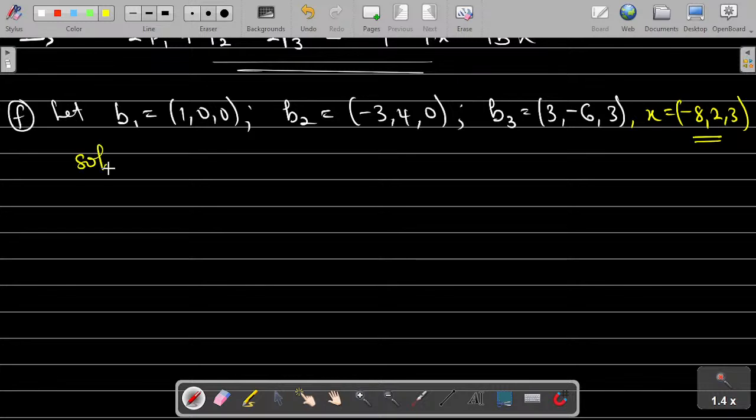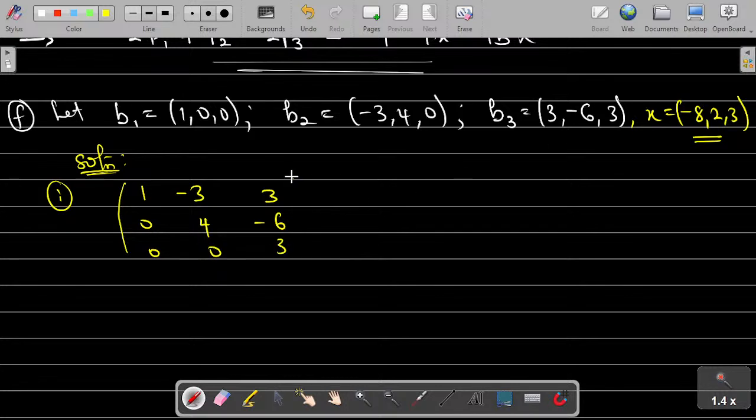Solution. So the first part is that I want to show that this is linearly independent, and to show that, all I need to do is form a matrix from that. If I do, I'm going to have something of this nature. So I'll have 1, minus 3. Now I'm picking the first element, and then 3, and then I have 0, 4, and minus 6, and then I have 0, 0, and then 3.